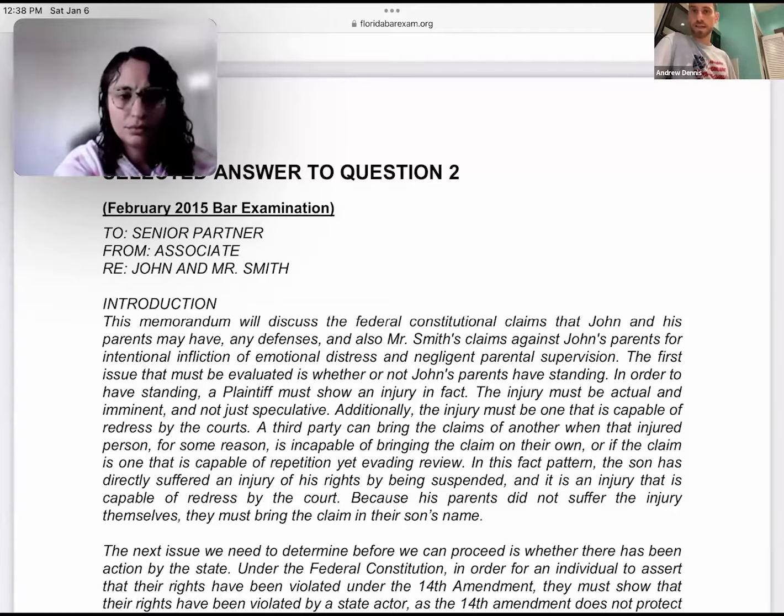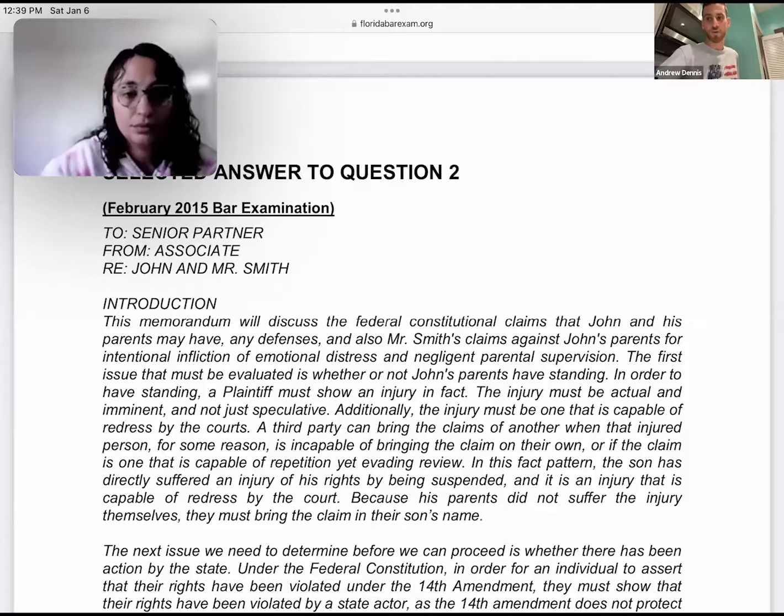Additionally, the injury must be one that is capable of redress by the courts. A third party can bring the claims of another when that injured person, for some reason, is incapable of bringing the claims on their own, or if the claim is one that is capable of repetition yet evading review, like taking the bar exam or a pregnant woman. You can take the bar exam again, you can have another baby.